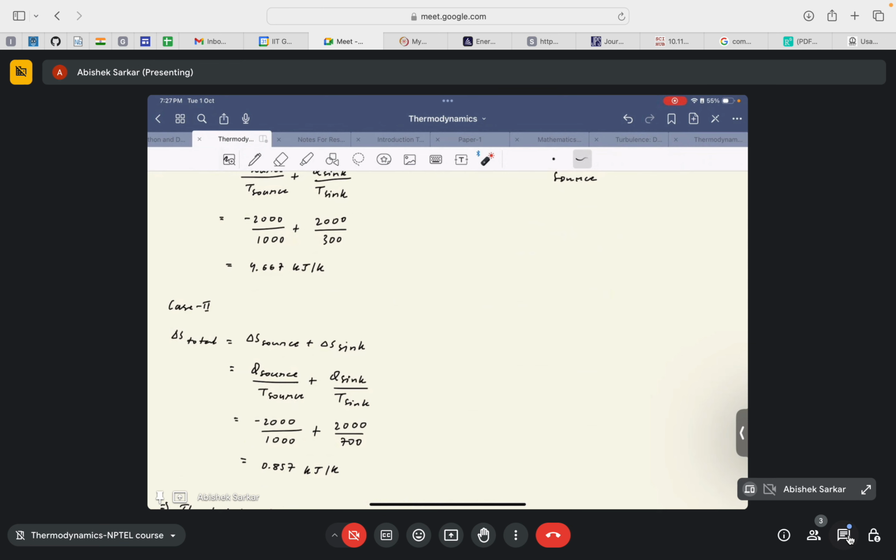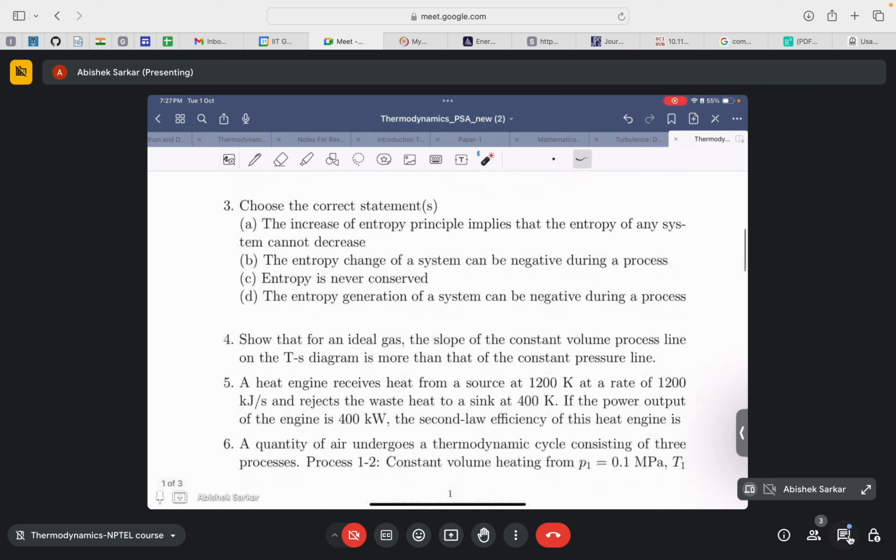Okay, so let us look into the next question. Choose the correct statements. A, increase in the entropy principle implies that the entropy of any system cannot decrease. B, entropy change of a system can be negative during a process. C, entropy is never conserved. D, the entropy generation of a system can be negative during a process. So which among these 4 statements is correct? Or can there be multiple correct statements? So you can tell me the answer.